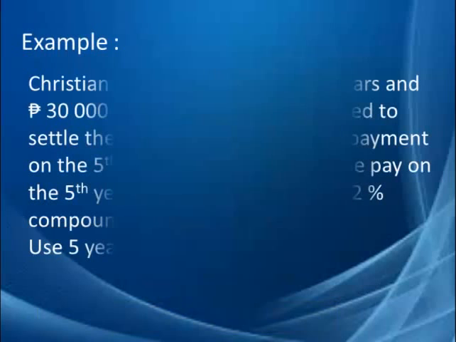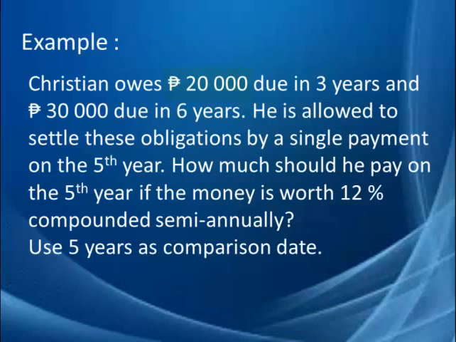Let's have an example. Christian owes 20,000 pesos due in 3 years and 30,000 pesos due in 6 years. He is allowed to settle these obligations by a single payment on the 5th year. How much should he pay on the 5th year if the money is worth 12% compounded semi-annually? Use 5 years as comparison date.